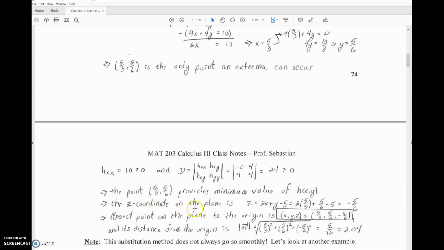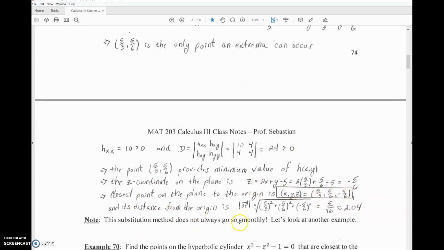So what's the z coordinate on the plane then? z is 2x plus y minus 5. I plug in x equals 5/3, y equals 5/6, and I get z is minus 5/6. So the closest point on the plane to the origin is (x, y, z) equals (5/3, 5/6, minus 5/6). And its distance from the origin, if you were interested, is 5 over root 6, which is approximately 2.04.